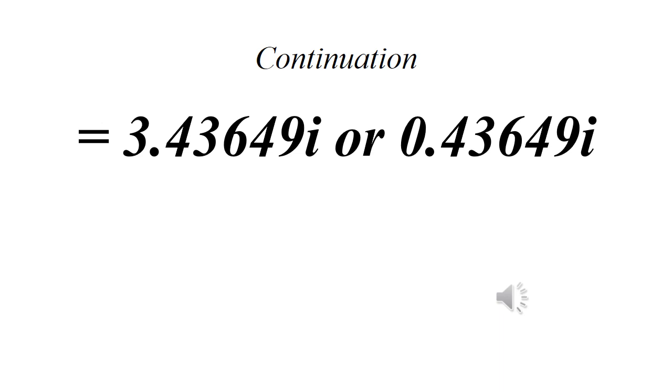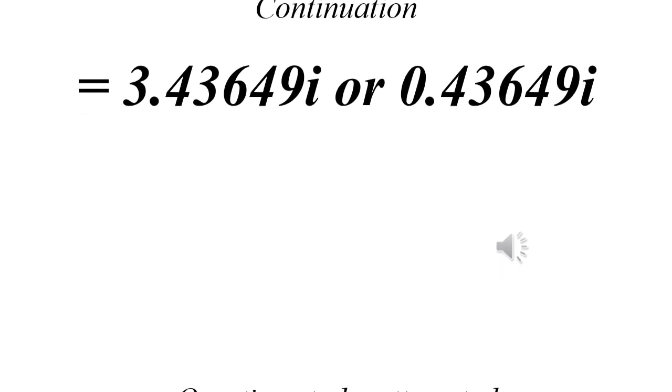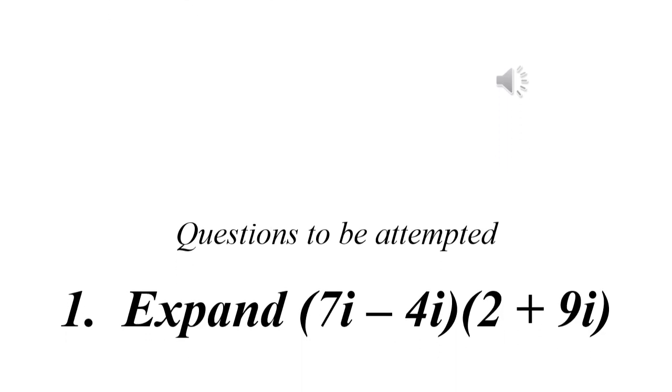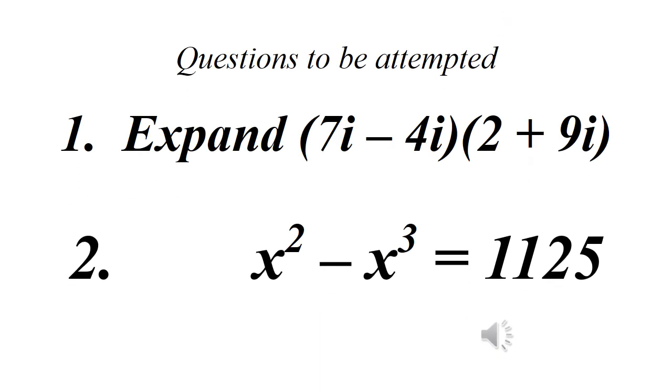So let's consider some questions for you to attempt on your own. The question number 1 says expand 7i minus 4i and 2 plus 9i. Then question number 2, x squared minus x cubed equals 1125. You have to simplify that.